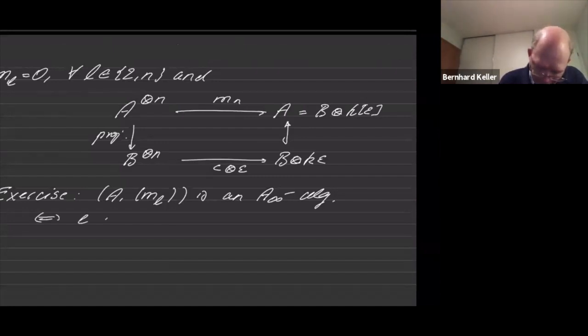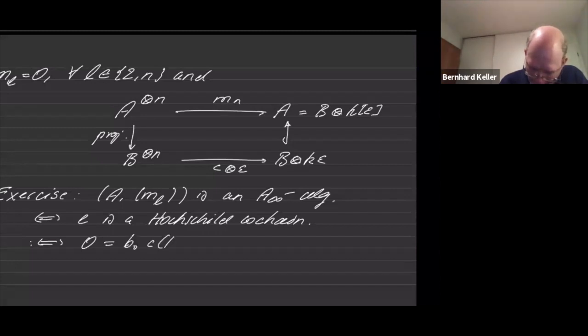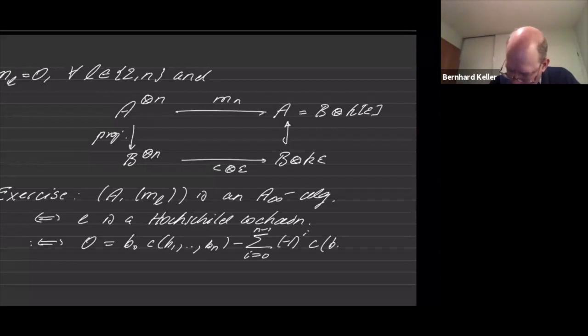the linear map C is a Hochschild cochain, which by definition means that 0 equals B0 C(B1 up to Bn) minus the sum from i equal to 0 to n minus 1 of (minus 1)^i C(B0 up to Bi multiplied by Bi+1 up to Bn) plus (minus 1)^(n+1) C(B0 up to Bn minus 1) times Bn.